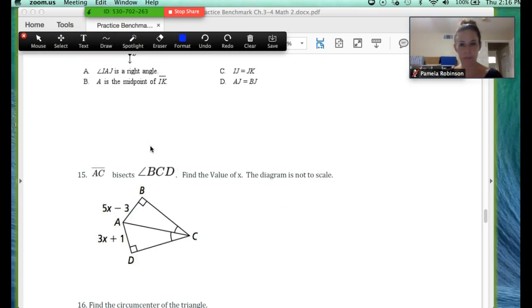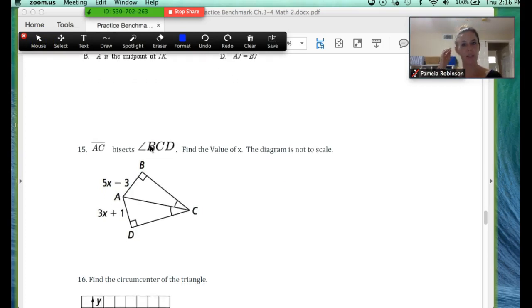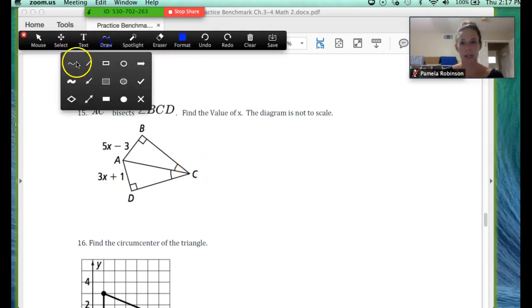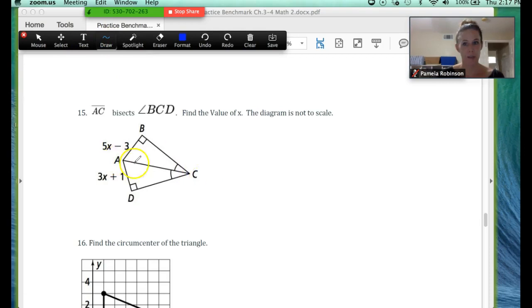We're to 15. AC bisects angle BCD. Find the value of X. This diagram is not to scale. This guy, AC bisects angle BCD. So those two are congruent. Good. All right, we want to find the value of x.